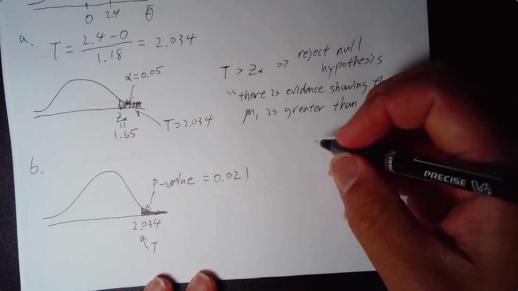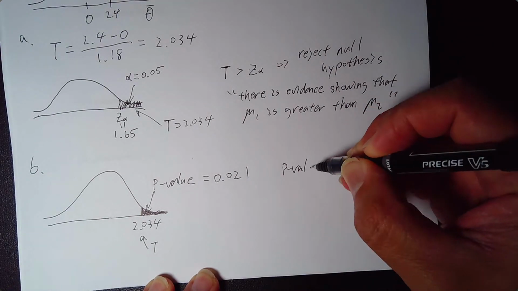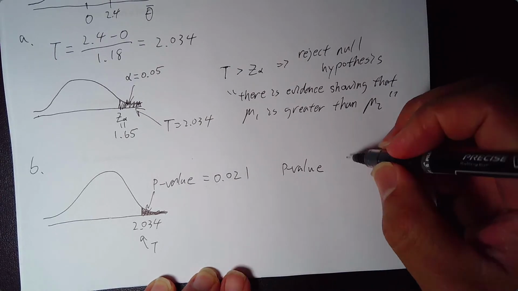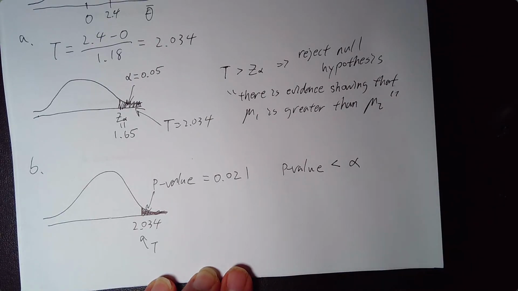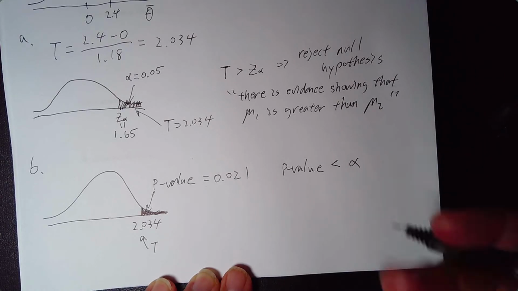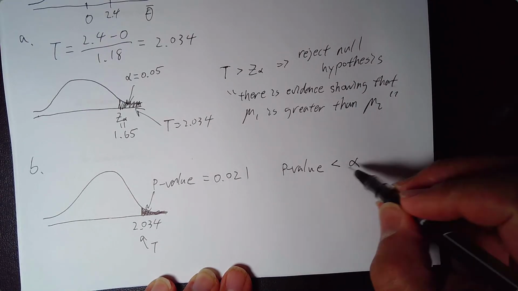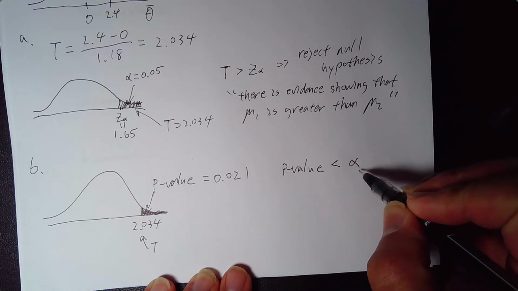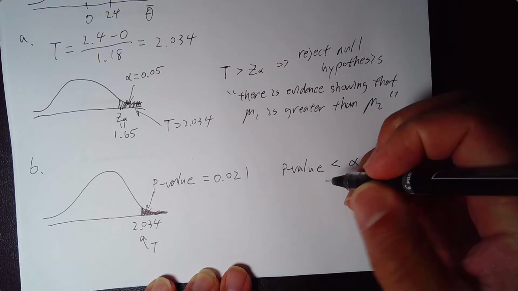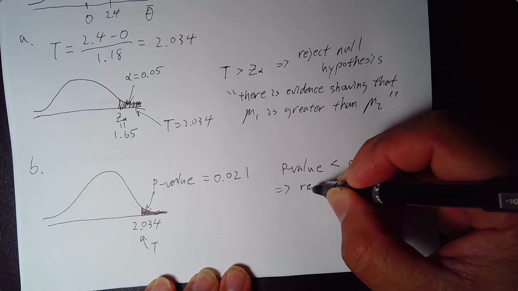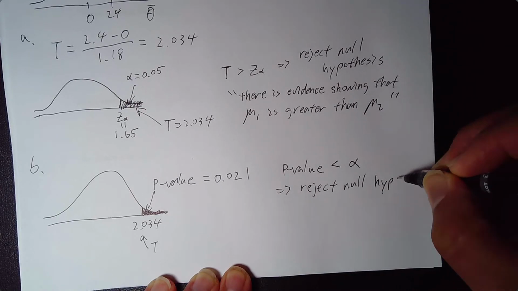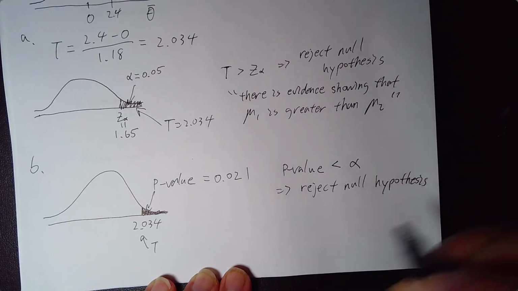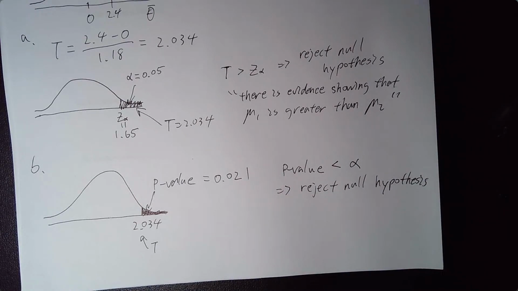So here our p-value is less than alpha. That means our observation is extreme. It is so extreme, because it's such an unlikelihood that the null is true, that we are going to reject the null hypothesis as well. And again, these two methods always give you the same conclusion.